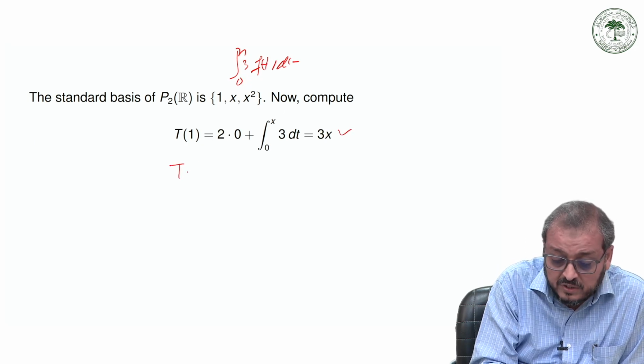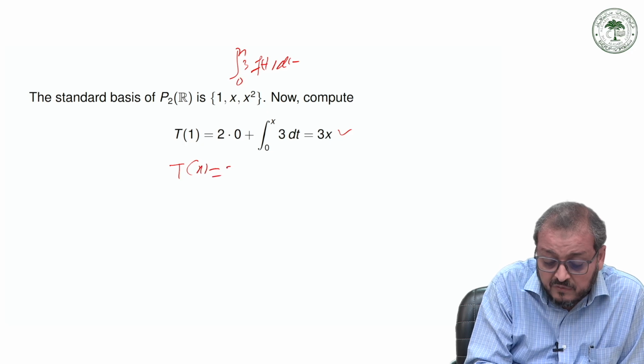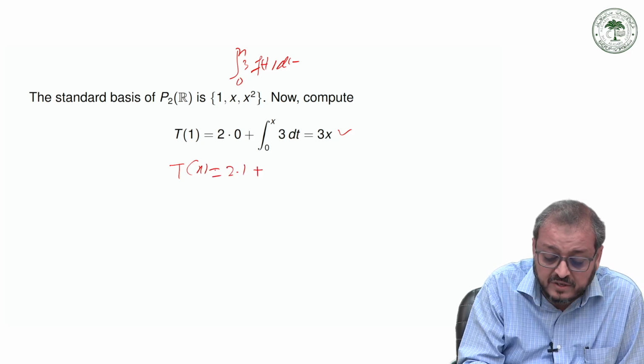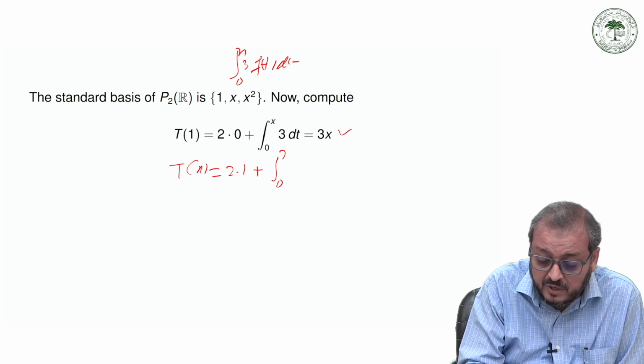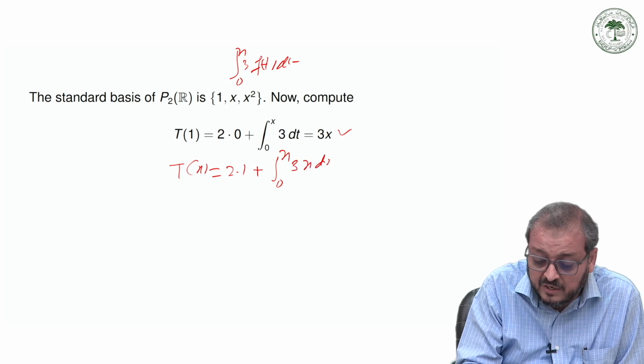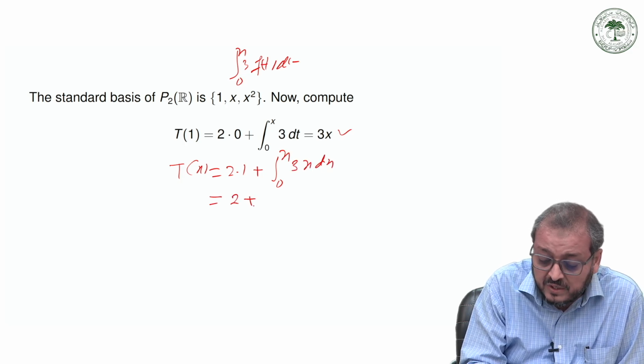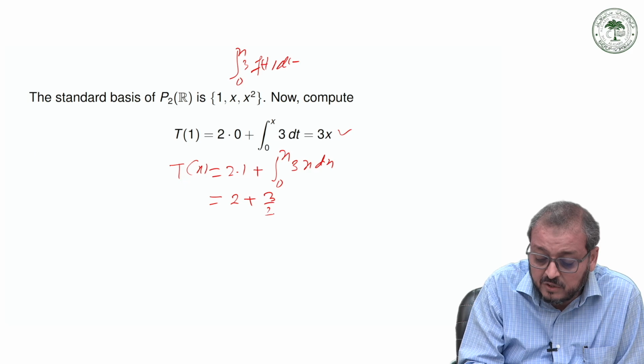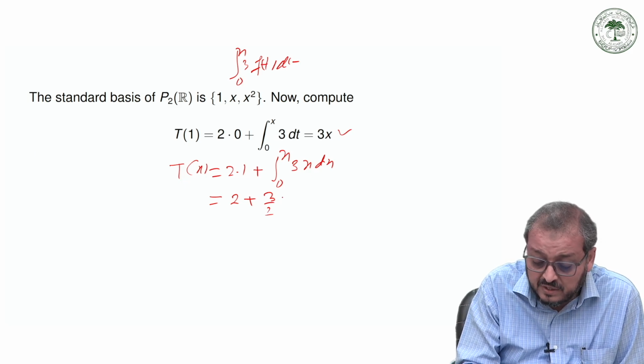Now we calculate in a similar fashion T of x, which is equal to 2 times 1, since the derivative of x is 1, plus the integration from 0 to x of 3t dt. This is equal to 2 plus 3 by 2 x square.